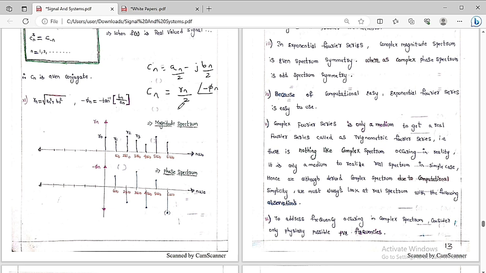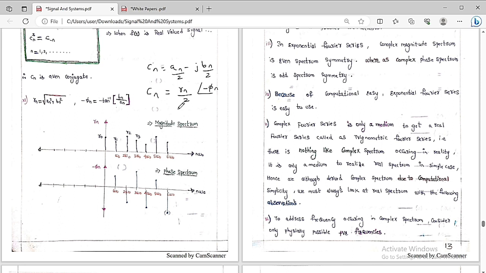So if you know the Cn, then you can get the values of An and Bn by taking the real part and imaginary part. And C0 is nothing but A0. So if you know the exponential Fourier series, then you can easily get the trigonometric Fourier series for the signal f of t. So for computational easiness, first we figure out the exponential Fourier series, and then by comparing, with the help of the observations, we can get the real Fourier series or the trigonometric Fourier series.